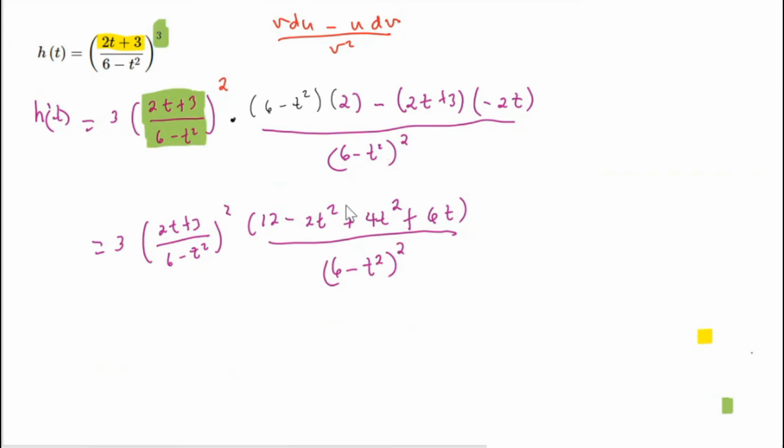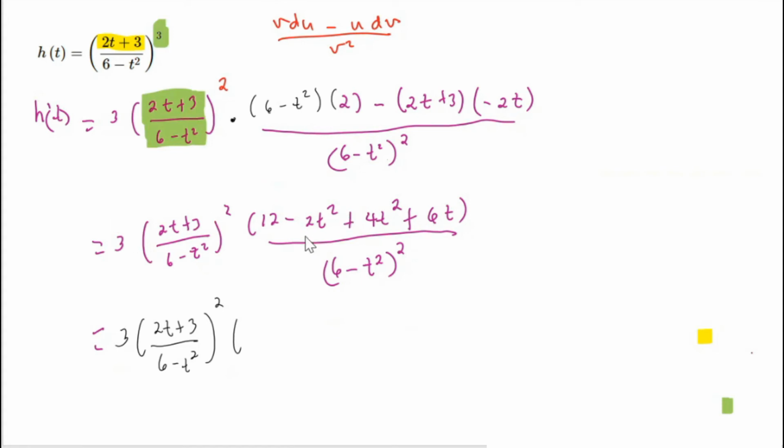Simplifying further in the v du minus u dv, I can write now, copy the first factor: we have 3 times 2t plus 3 over 6 minus t squared, and this is raised to the power of 2. So we can start now with the constant term. I can write now as we have 12, or maybe we can arrange it first from the highest exponent to the lowest exponent.